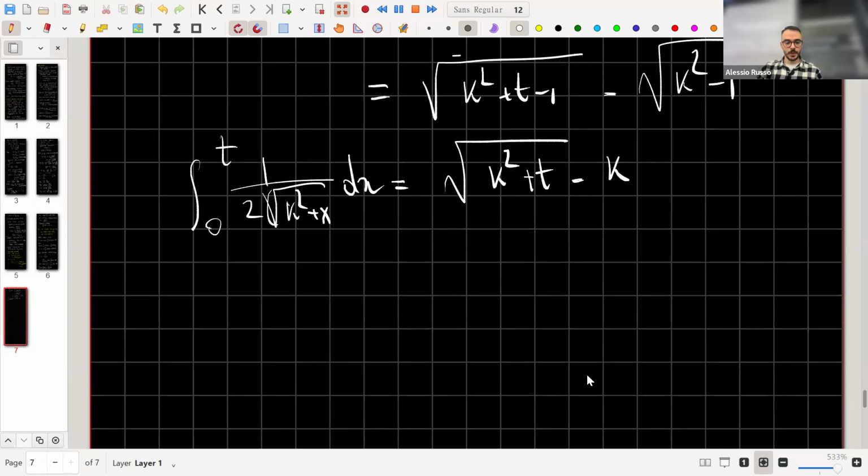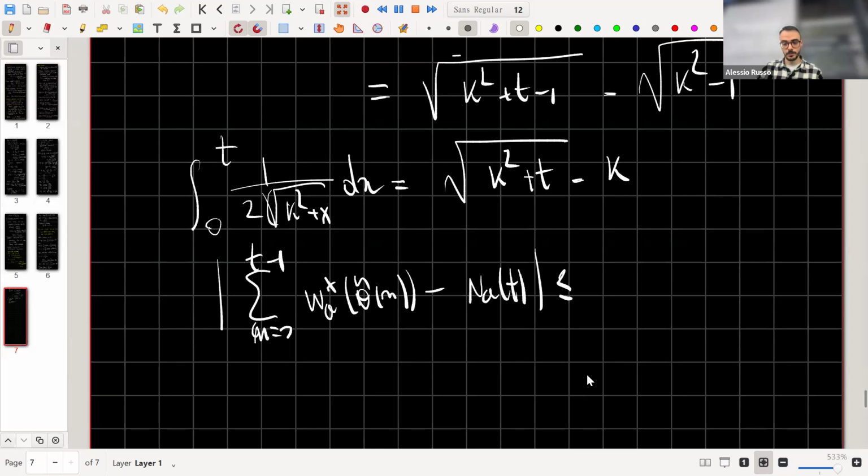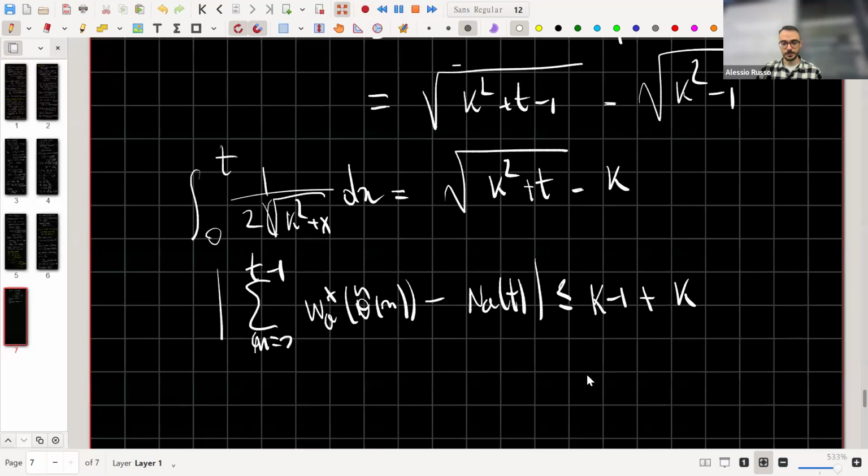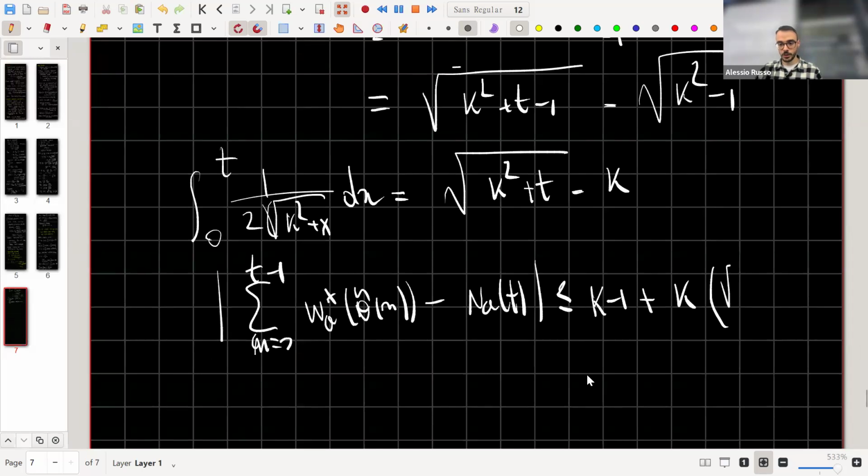So we have just shown that this difference, the sum from n equal to 0 to t minus 1 of w a star hat theta n minus n hat, is in absolute value upper bounded by k minus 1 plus k times this upper bound on the sum, which is square root of k squared plus t minus 1 minus square root of k squared minus 1.